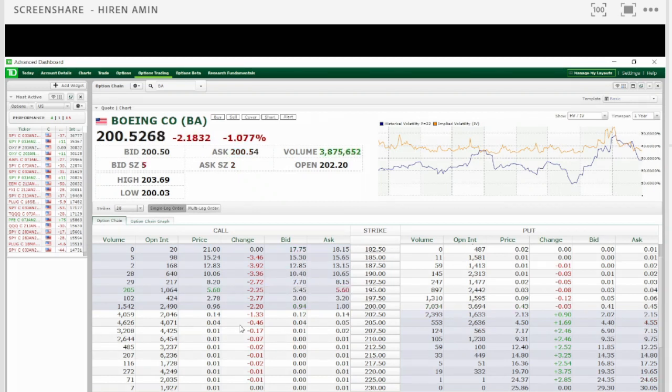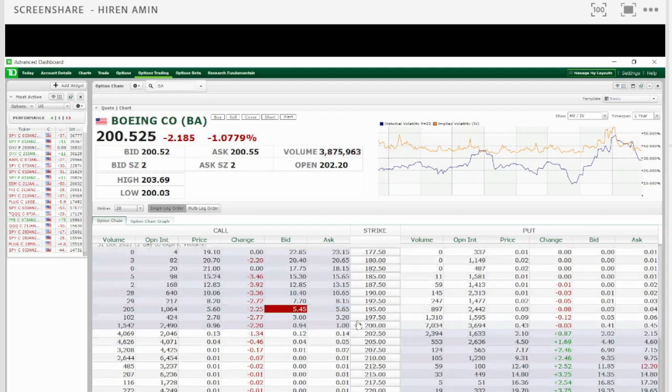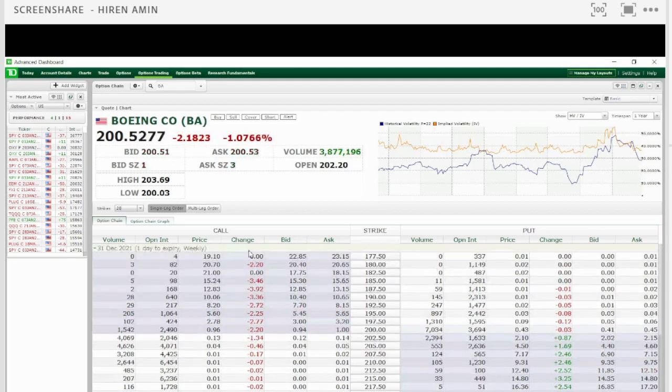So this is what we have. The configuration is no different than Web Broker. On the left hand side you have your calls, on the right hand side we have our puts. Basic information is displayed, so you'll have your volume, open interest, the current price, or the last traded price I should say, the change, and then the current bid and ask. All right, that's showing on there.